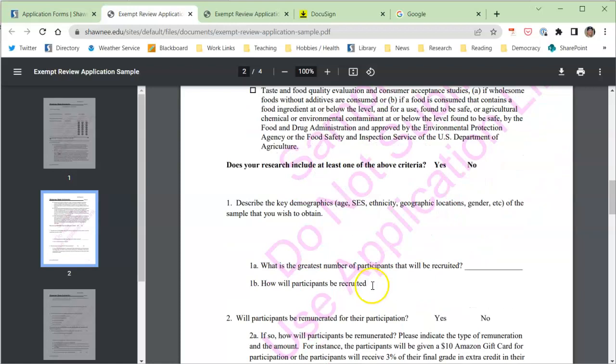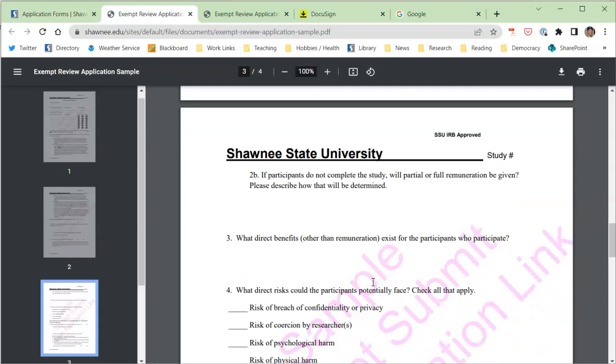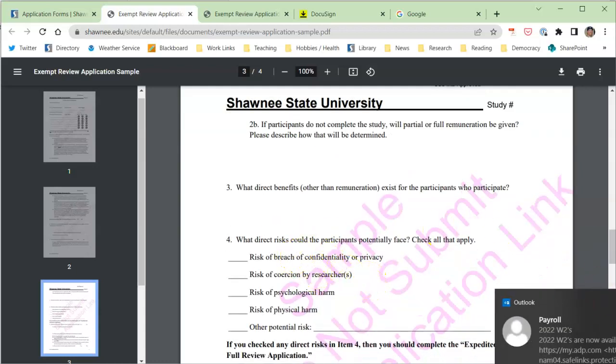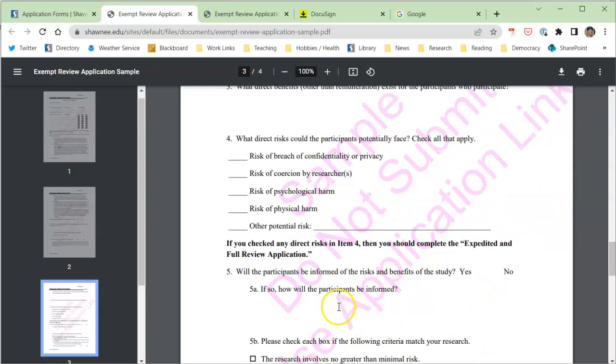Talk a little bit about who your participants are going to be, how you're going to recruit those participants. Talk about benefits. Talk about risks, and if there are any of these issues here, then you're probably not working with an expedited or an exempt project you're working on, so that's probably going to be expedited.